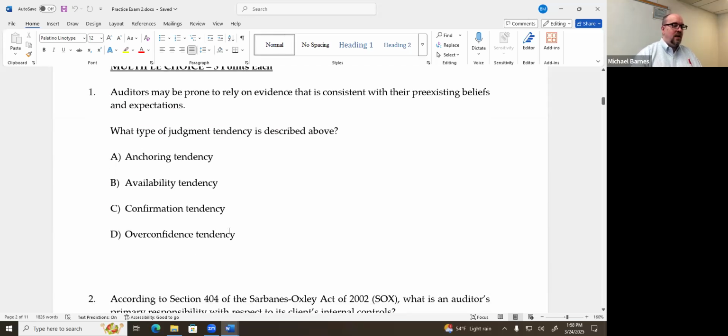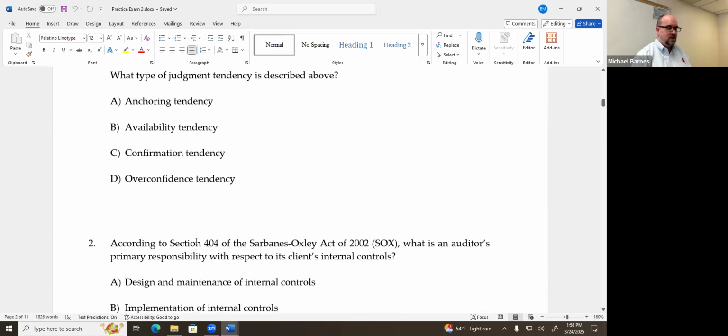Auditors may be prone to rely on evidence that is consistent with their pre-existing beliefs and expectations. This is a judgment tendency. It's also considered to be a bias, a very, very well-known bias. Which one is it? It's confirmation tendency. That's where we think we only rely on evidence that confirms things that we already know. So confirmation tendency or confirmation bias.